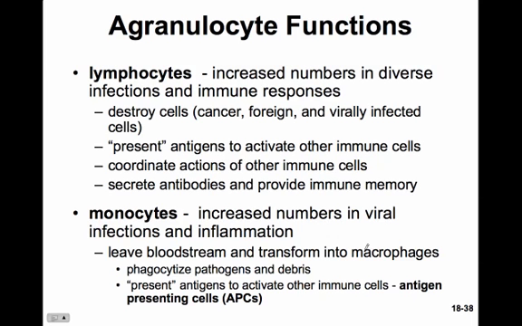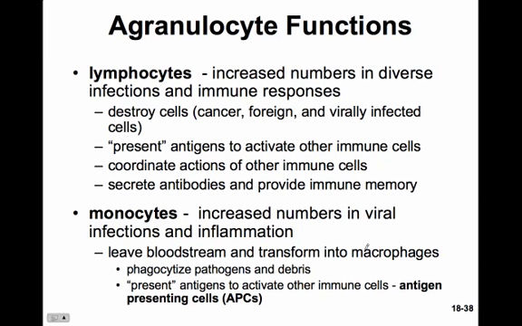The agranulocytes, the lymphocytes and monocytes, are also involved in immune response and inflammation. The lymphocytes increase in number in infections and immune responses. They destroy cells like cancer cells and foreign cells and virally infected cells. So lymphocytes are very important in the prevention of cancer. Believe it or not, our own bodies can fight cancer.